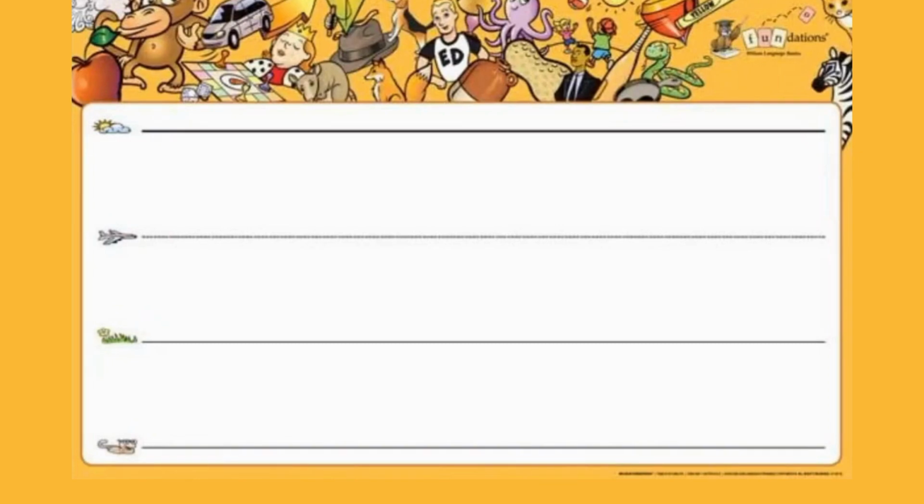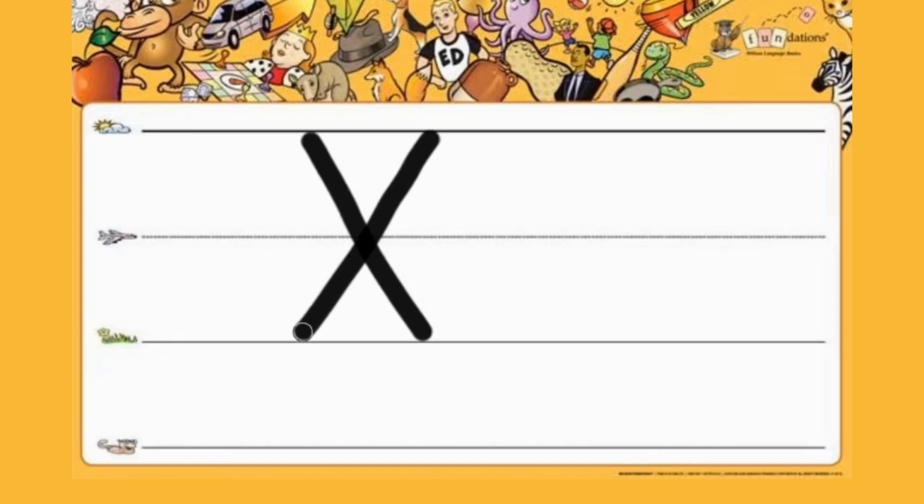For uppercase X, point to the skyline, slide down to the grass line, leave a space and point to the skyline, slide back down to the grass line. For lowercase x, X is a plane line slide letter. It starts on the plane line and slides. Point to the plane line, slide down to the grass line, leave a space, and point to the plane line. Slide back to the grass line.